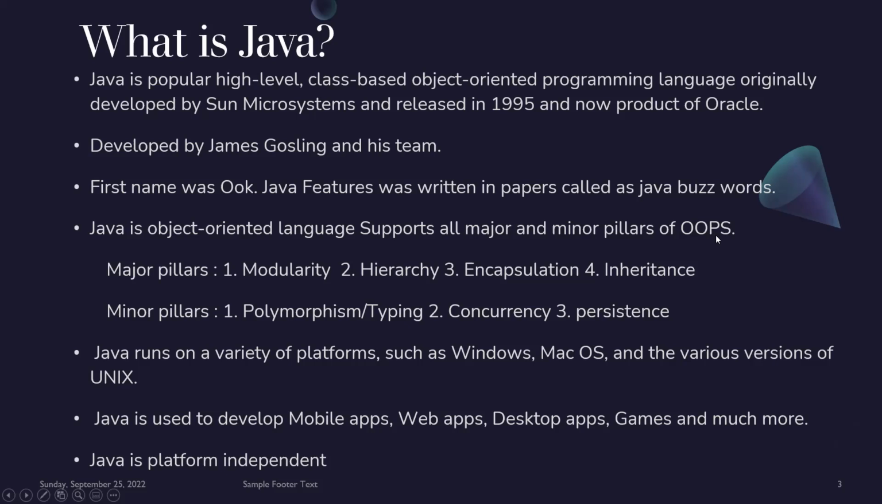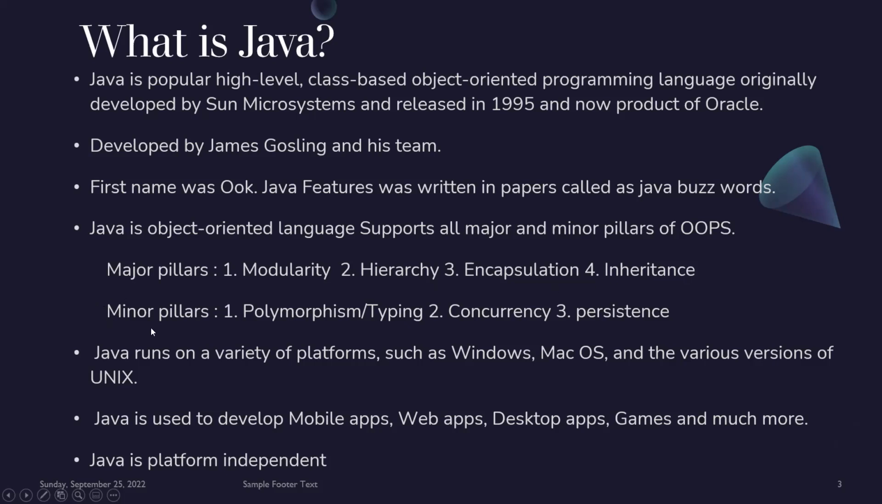So it is supporting all the major and minor pillars for a pure OOPs programming based language, right? So Java, that's why we call Java our pure OOPs, because it is supporting all the major as well as minor pillars of OOPs. So what are the major pillars? The major pillars are modularity, hierarchy, encapsulation, and inheritance.